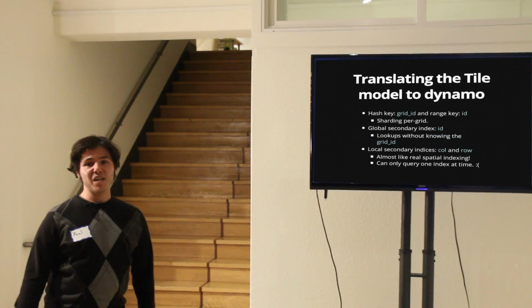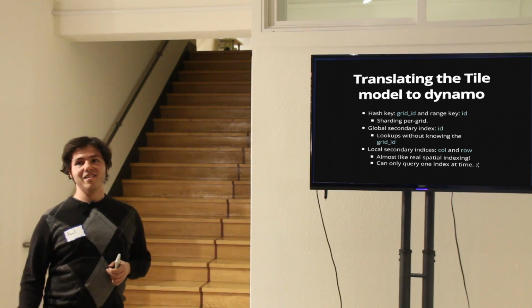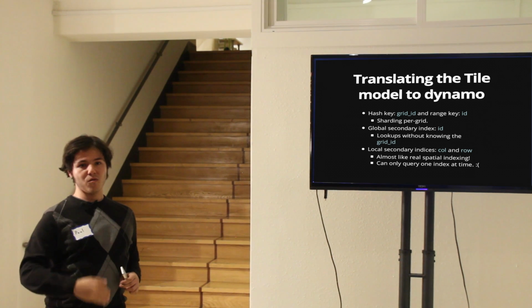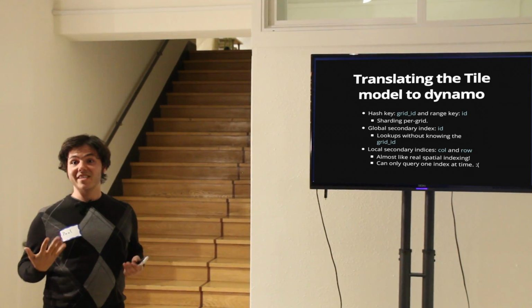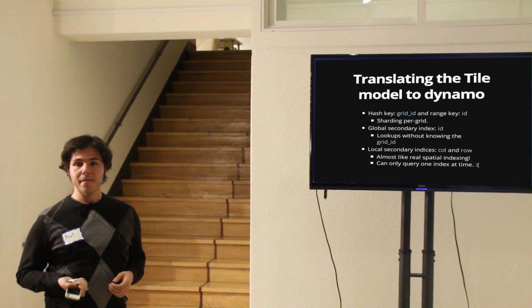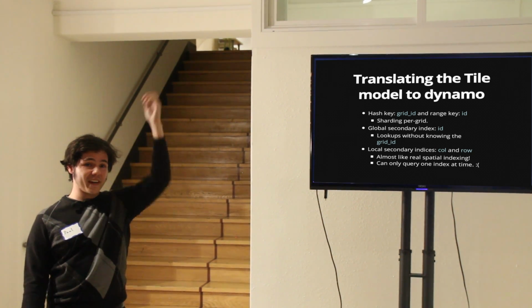Moving the tile to Dynamo was a little bit trickier because we really wanted to be able to query within the spreadsheet itself. Like we want to be able to get everything to the right of a column or below or above a row. And we were able to do that, but we weren't able to do both at the same time because Dynamo really only lets you query by a single index at a time. So that kind of sucks, but there's really nothing that can be done about that.